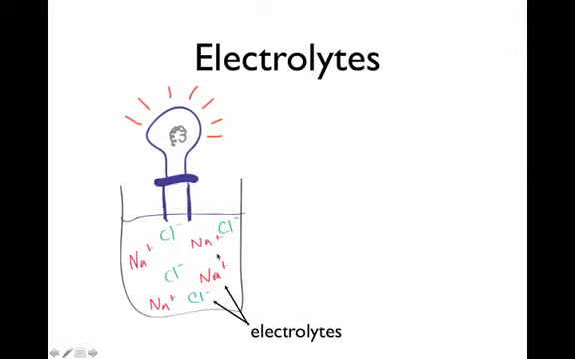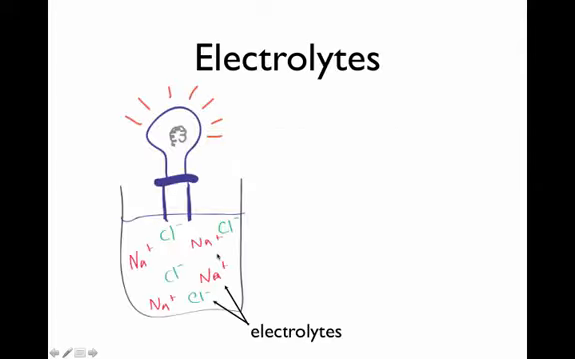So if you remember, electrolytes are basically ions that are floating around independently in a liquid that allow you to sort of turn on this fancy light bulb here. So they can help conduct electricity, which is why they're called electrolytes.